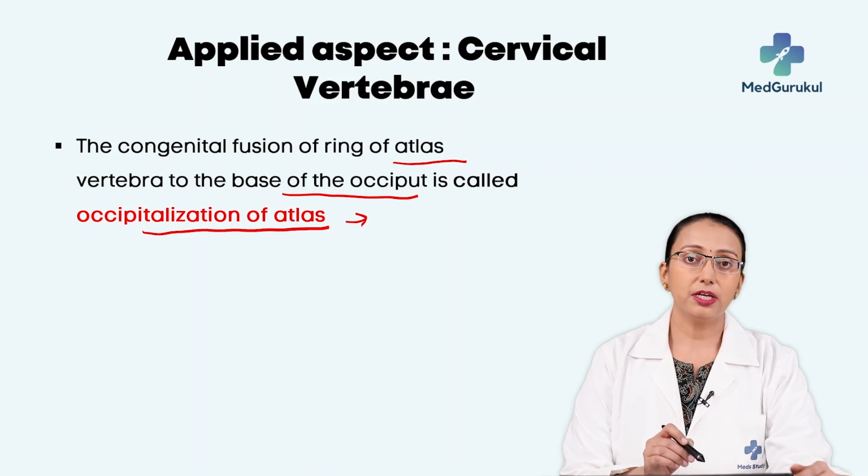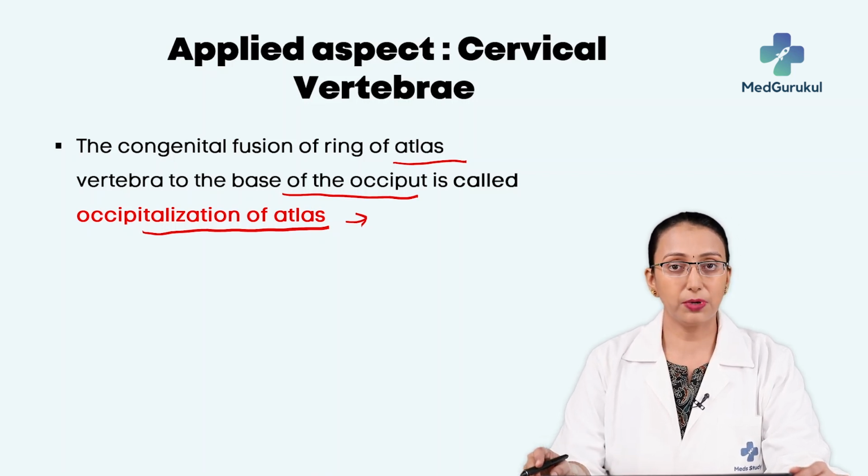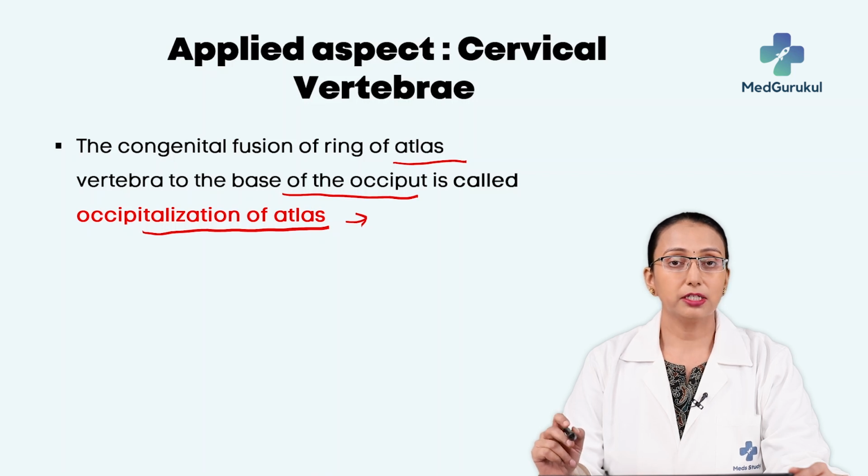So, these are all the applied aspects related to the cervical vertebrae. To summarize, we need to remember that the atypical cervical vertebrae are the atlas, the first cervical vertebra, then the axis, the second cervical vertebra, and the C7 or the vertebra prominens. The typical features of the typical cervical vertebrae would be the foramen transversarium, which is for the vertebral artery, and the vertebral foramen is triangular in shape, the body is very small, and the spinous process is bifid.